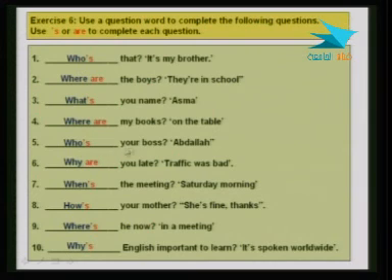And who's your boss? Right? Your boss here is, of course, singular. So we use the short form of the verb be is. Who's? Who's your boss? Abdullah. And why are you late? Traffic was bad. And number 7, when's. Okay, when's the meeting? Saturday morning. We say Saturday morning.